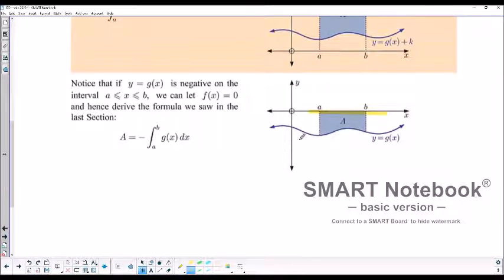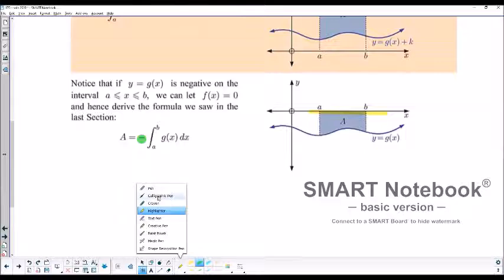For example, if the upper function is the x-axis, y equals 0, and the lower function is y equals g of x, we would just have 0 minus g of x, and then of course that 0 just disappears, so we end up with negative the integral of g of x dx. Just as we've seen in the past.